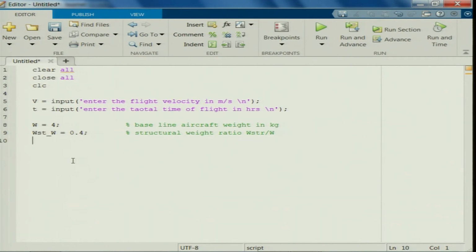So, and then the propulsion weight ratio, W_PRO underscore W, is 0.15. This is the propulsion weight ratio.